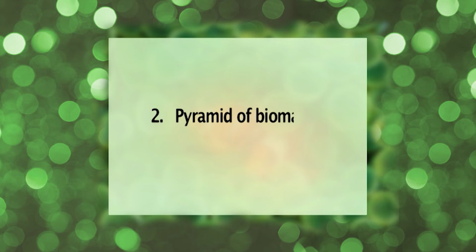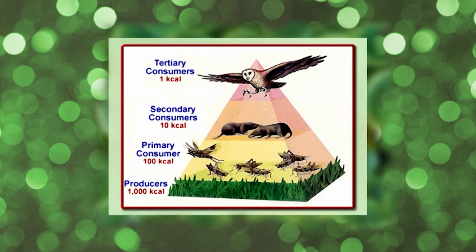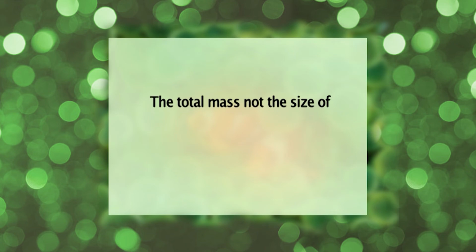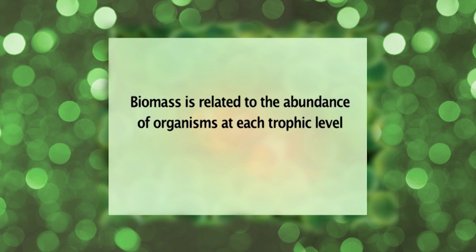Number 2, pyramid of biomass. Pyramid of biomass records the total dry organic matter of organisms at each trophic level in a given area of an ecosystem. A pyramid of biomass indicates how much biomass is present in each trophic level at any one time. It is the total mass, not the size of the organisms at each trophic level. Thus, biomass is related to the abundance of organisms at each trophic level.